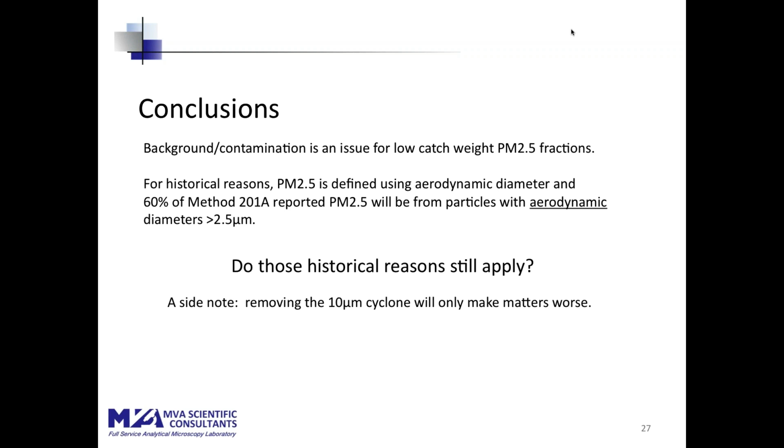I did note that during the meeting that I attended last week, there was discussion of doing away with the PM10 cyclone in method 201A, since PM2.5 is what we're really after and nobody cares much about PM10 anymore. I would point out that removing the 10 micron cyclone from in front of the PM2.5 cyclone will only make matters worse. Emitters are going to be faced, if this happens, with a sudden increase in PM2.5 that has nothing to do with the way they operate their facilities, but only to do with the fact that we've now removed a cyclone from in front of the PM2.5 cyclone, and that cyclone removed the majority of the particles larger than 10 microns. And those particles will now be presented to the 2.5 micron cyclone, and some of them are going to make their way into the PM2.5 fraction.